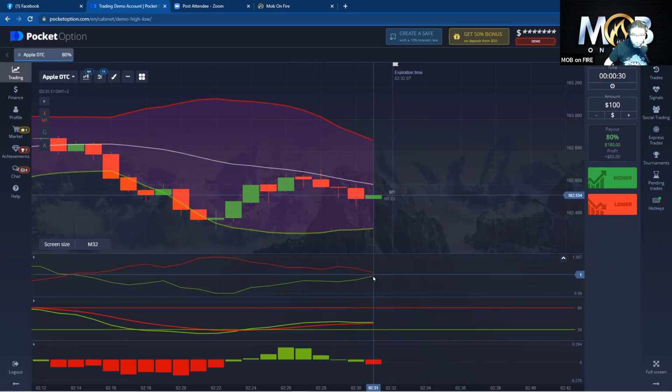Okay. But over here, the vortex is indicating that it's about to switch into a buying market.